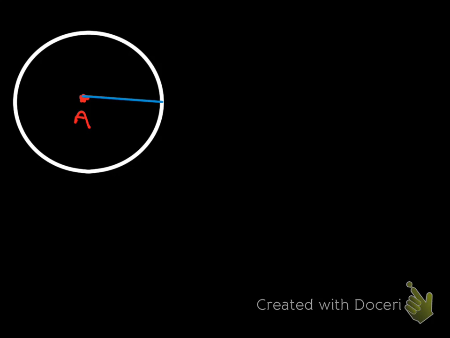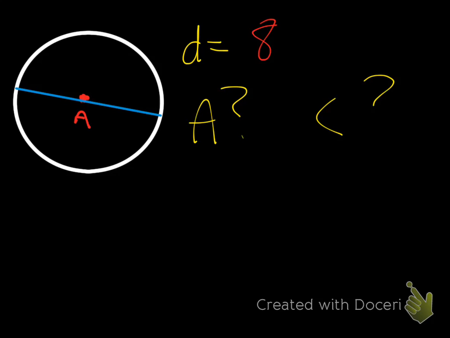So if we want to find the area of a circle, let's just have a diameter. Let's just put one all the way across. Alright, so we got a circle. There's its diameter. And the diameter is equal to 8. So the diameter is equal to 8. What's the area and what's the circumference?